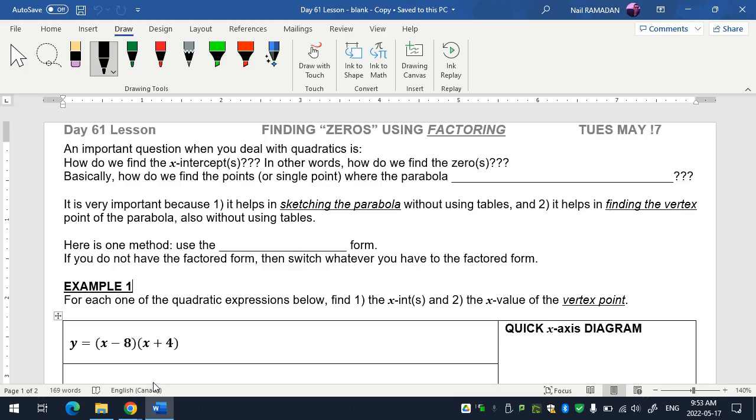So the question is, how do we find the x-intercepts? In other words, how do you find the zeros? Basically, how do you find the points, or single point, or no points? Because remember, it could touch how many times? 2, or 1, or it could never touch. So how do you find the points or single point where the parabola touches the x-axis? Let me zoom in so everyone can see.